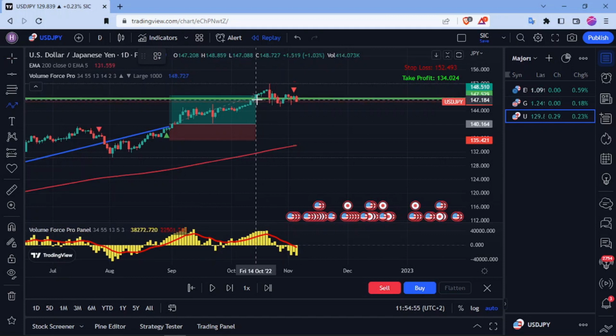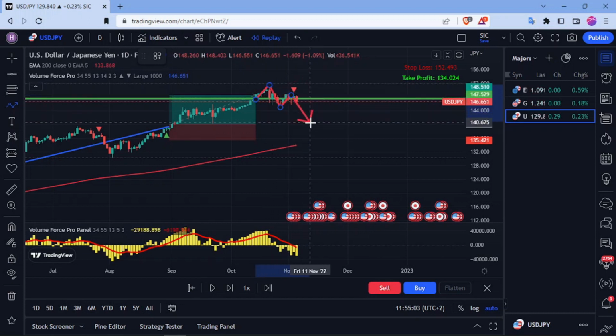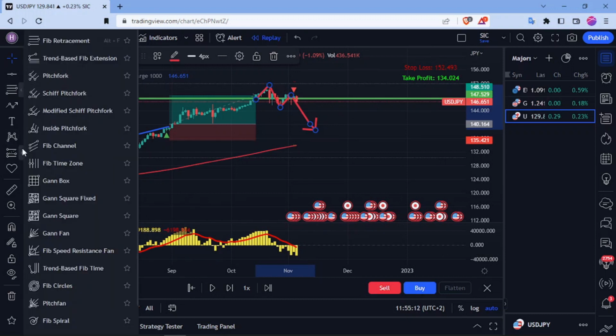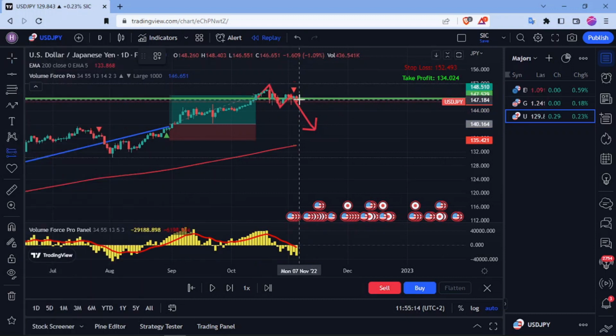First, we broke out of the resistance and created a top. Then we had a pullback and created a lower top. The confirmation arrow shows us that there might be a potential reversal happening in the market. So what we are going to do now is place a short position at the sell arrow.